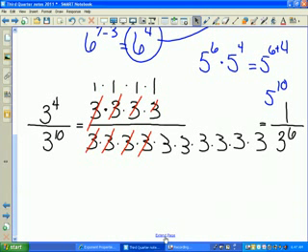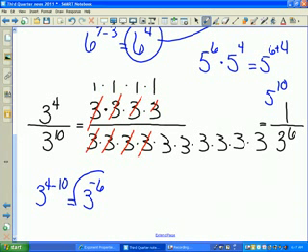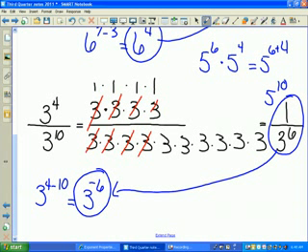If we went with our principles earlier and we said 3 to the 4th minus 3 to the 10th, that should give me an answer of 3 to the negative 6. So you're probably saying to yourself, well, which one's the answer? To be honest with you, both of them are the correct answer.